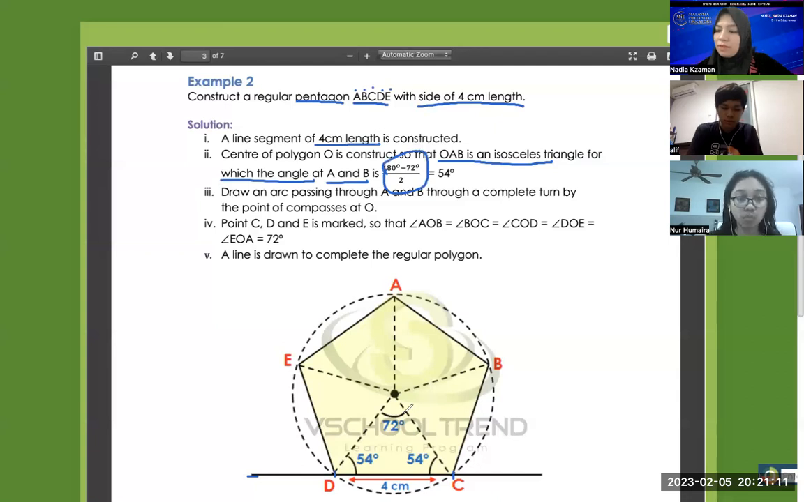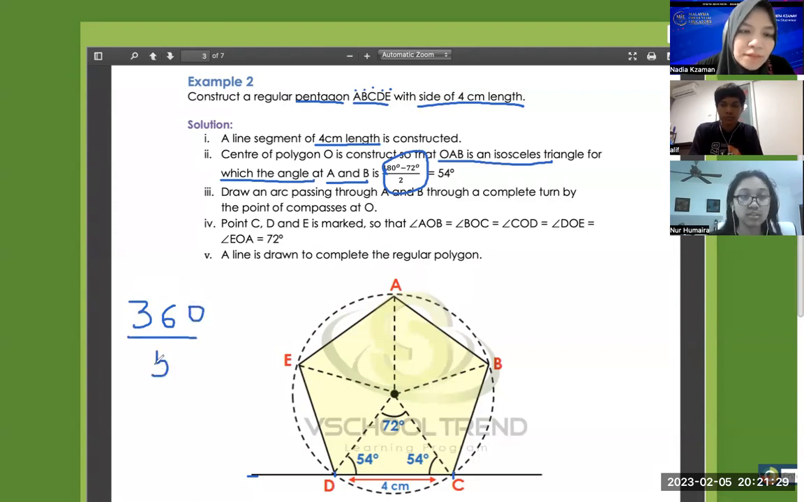360 divided by 5. How much do you get? 360 degrees divided by 5. Why 5? Because we have 5 sides. 72. Okay, Alif? So first, what we need to do is divide the angle by 5. 360 divided by 5 depends on the number of sides, and then you get 72.